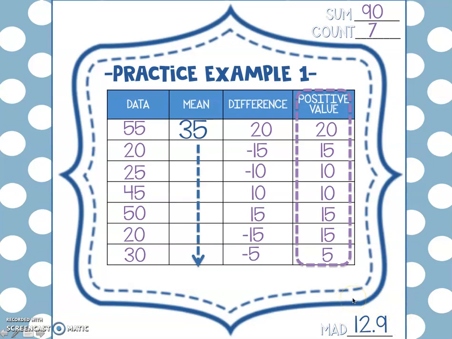So you're going to use this type of chart for every mean absolute deviation problem we ever do. In the first column, list your data, find the mean, calculate the differences, find the positive values, and then find the average of your positive values.